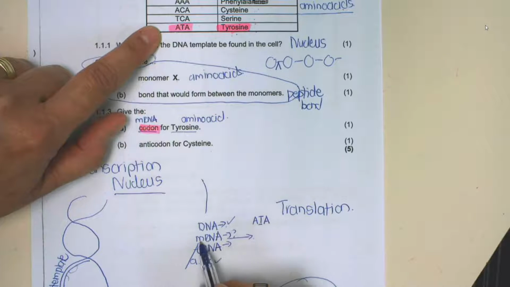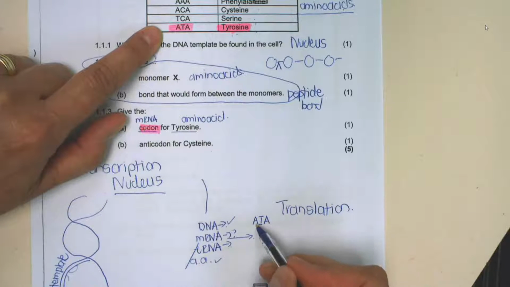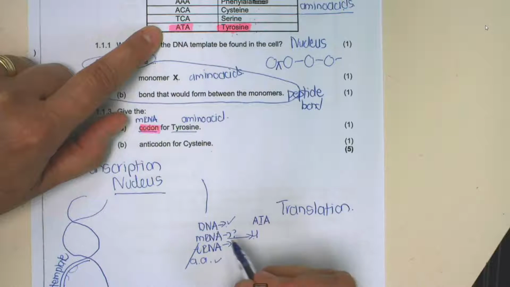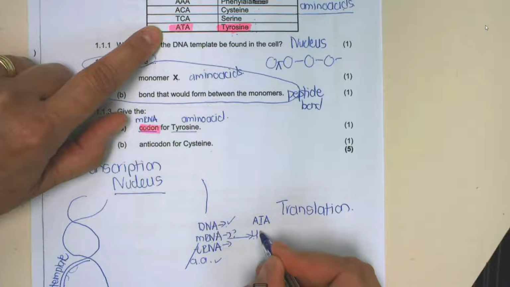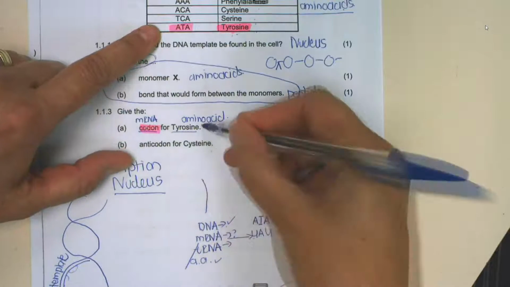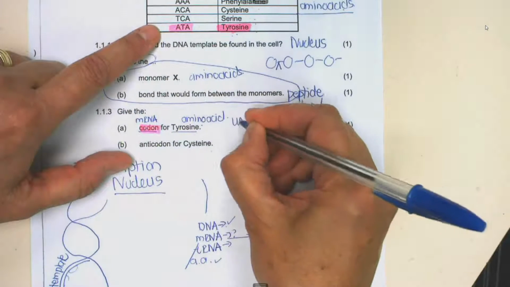But this one is mRNA, so there's not going to be T's. There will be uracils. So let's have a look. The adenine is going to combine in the codon with the U. And then the next one, the T, is going to combine with A, and that one is going to combine with U. So the codon for tyrosine will be UAU.